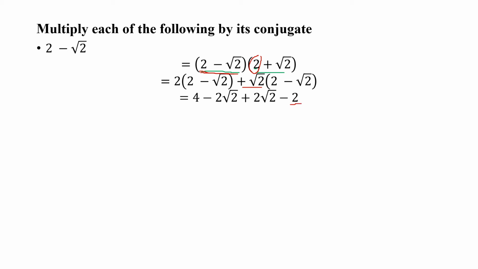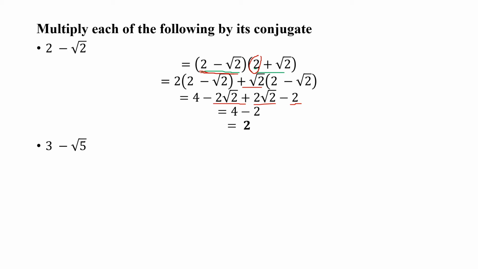Right, and then let's simplify these two. Root 2 root 2 minus 2 root 2, 0. So we remain with 4 minus 2, and this simplifies to 2. Right, done with this first example here. Let's move on to the next example.